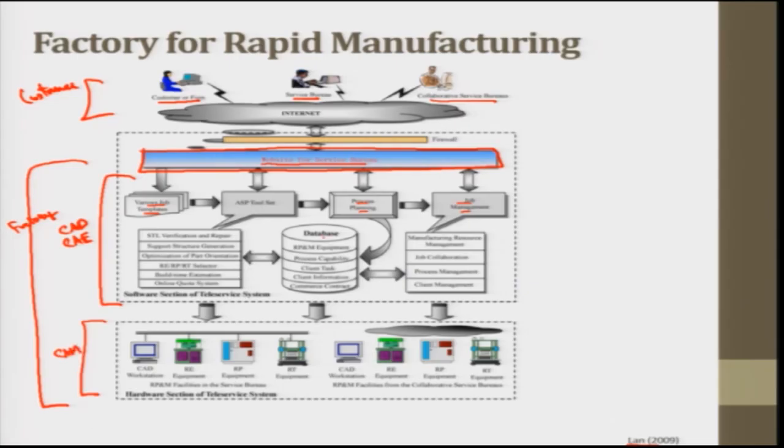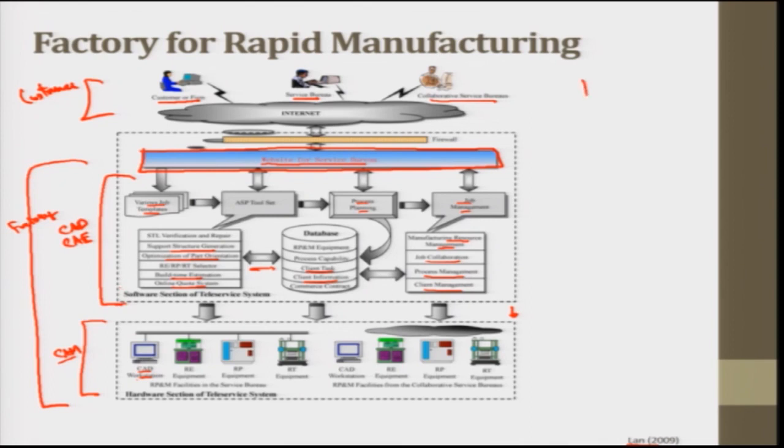So what it is telling is that the database that is already there, that rapid prototyping and equipment are there, all those data points, client task, client information, they interact with the different machines that are available, and different parameters are taken into account, that is build time estimation, online code system, optimization of part orientation, support structure. These are different parameters. Then they need to manage the job as well, that is manufacturing resource management, job collaboration, then process management, client management, and they finally give the input to the manufacturing, that is computer aided manufacturing, in which the CAD workstation is there. CAD workstation can be here as well.